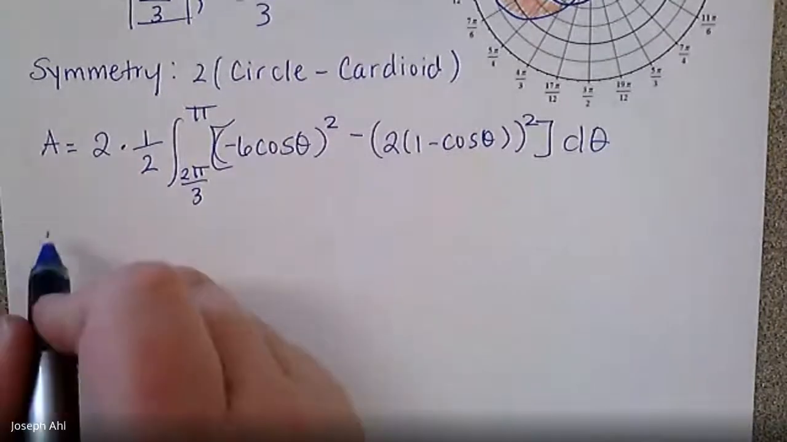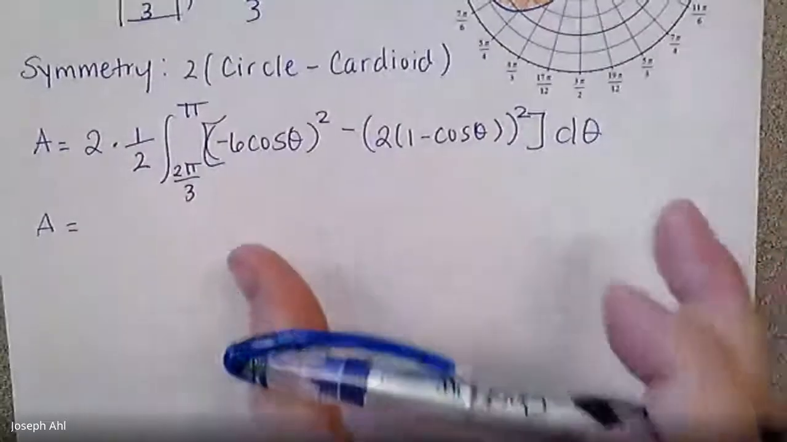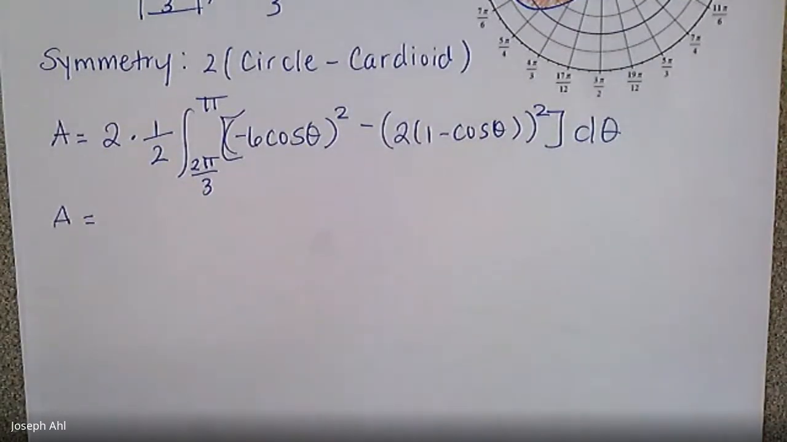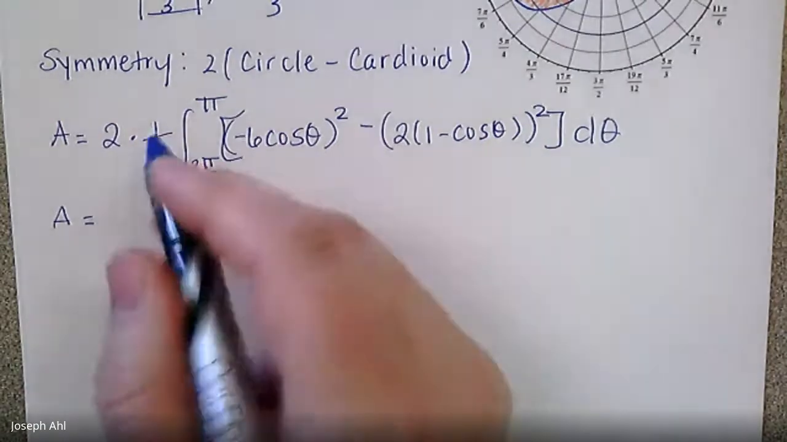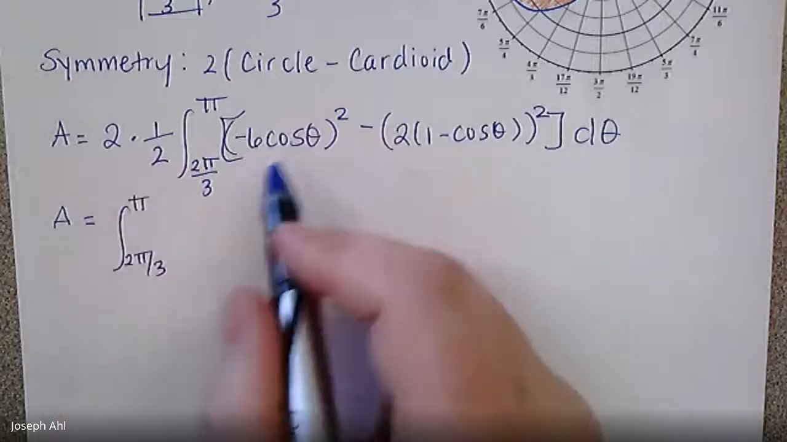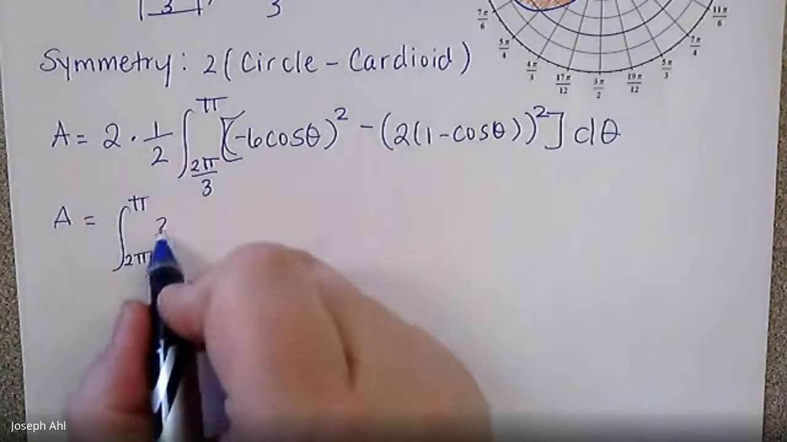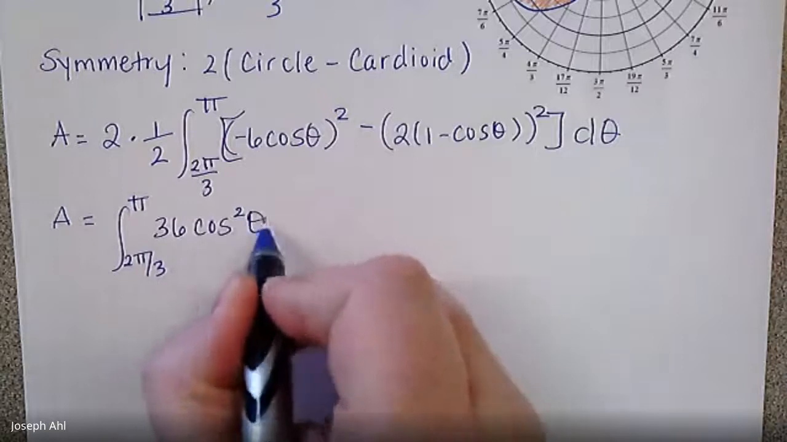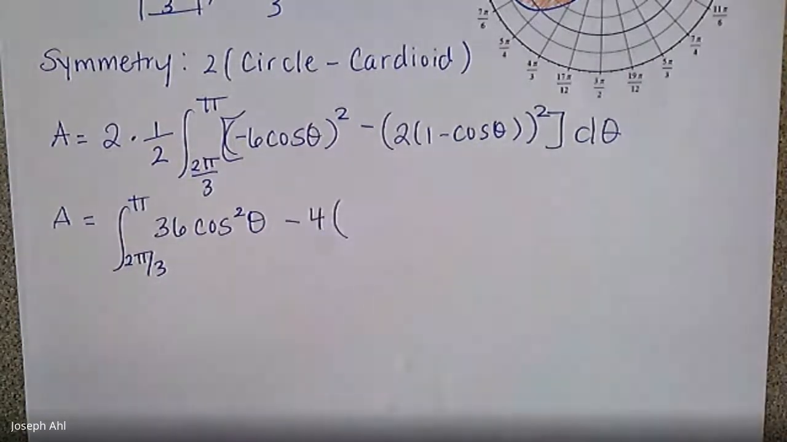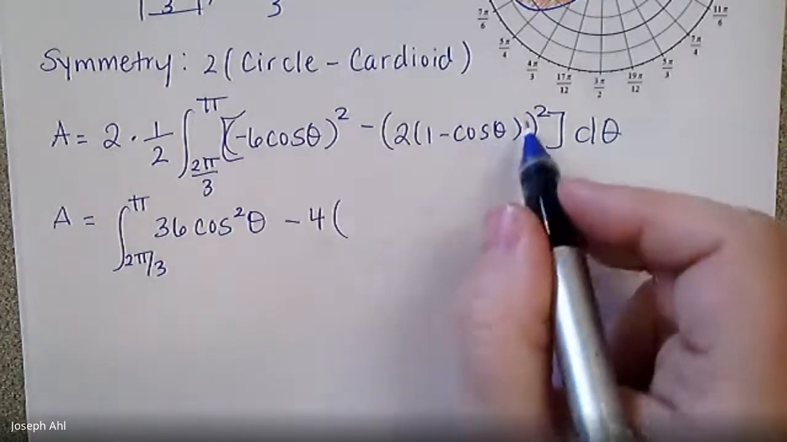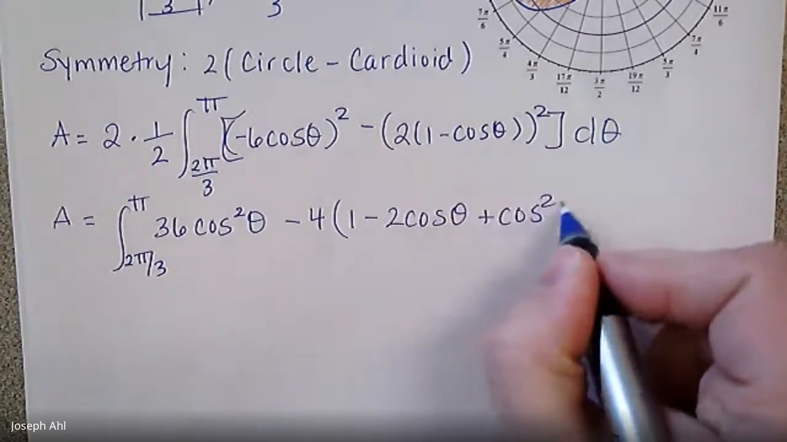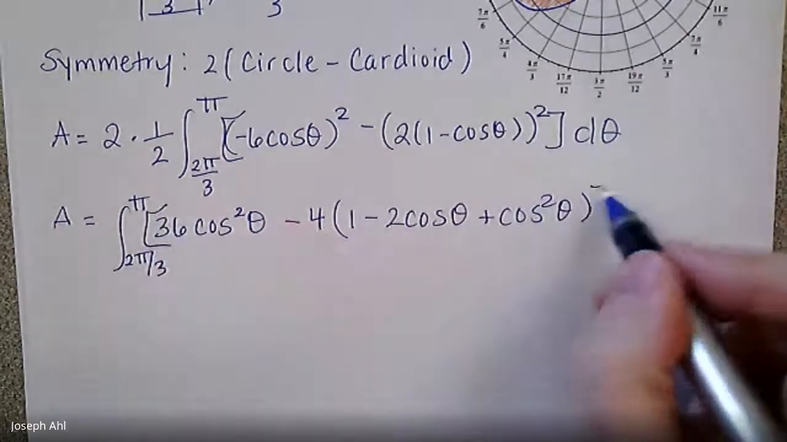Okay. So now it's all about the simplifying from here. The hardest part, I think, in a lot of these will be just the initial setup. As long as we're careful with the algebra, hopefully evaluating in the end will go smoothly for us. So 2 times 1/2, now that's a 1 out front. We got 2 pi over 3 to pi. Let's see, negative 6 cos theta squared is 36 cos squared. And then we're going to have a minus, let's see, 2 squared is going to be a 4 out in front of squaring this binomial: 1 minus 2 cos theta plus cosine squared. So again, that's all d theta.